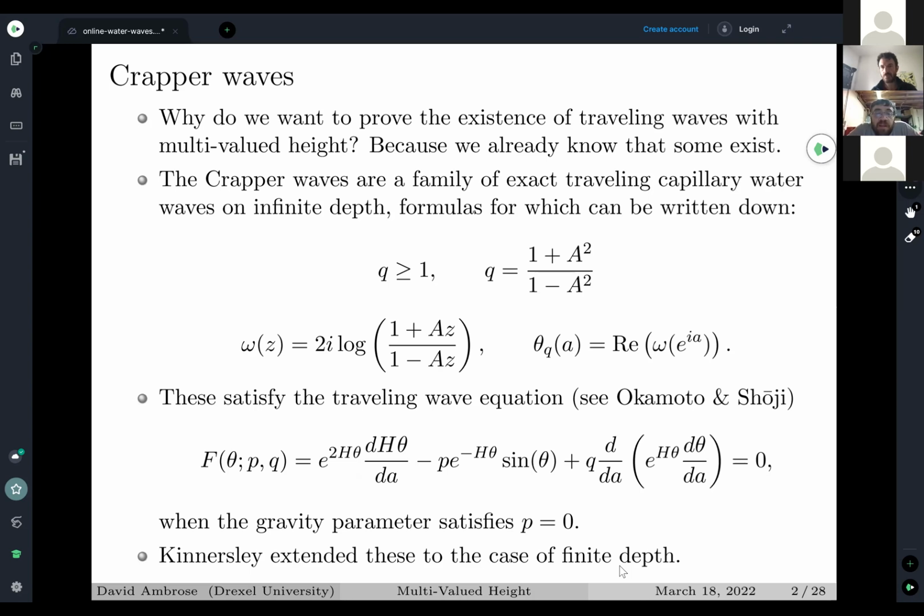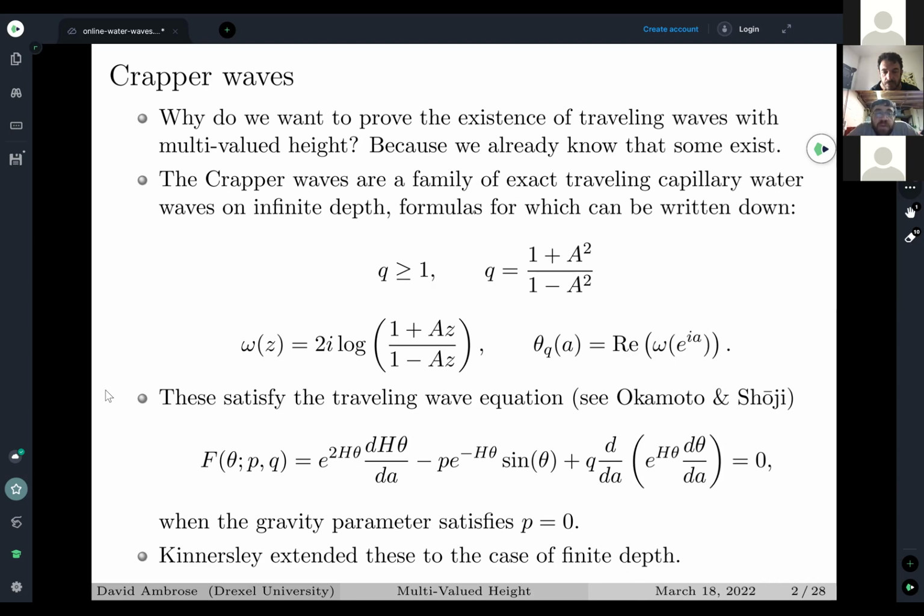So these solve the traveling wave equation, which I've written here as F of theta equals 0, with theta being the unknown, and P and Q being the gravity and surface tension parameters. F of theta, P, Q is e to the 2 Hilbert transform of theta, d h theta dA, and so on. I won't read the whole equation, but all that equals 0. And a very, very good exposition of these waves is in the book on traveling water waves by Okamoto and Shoji.